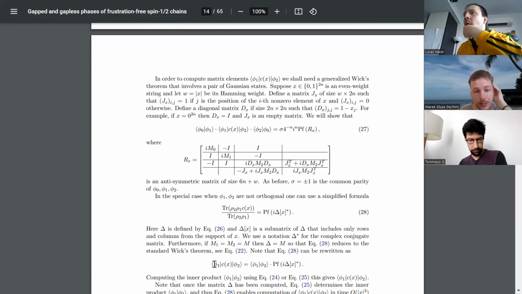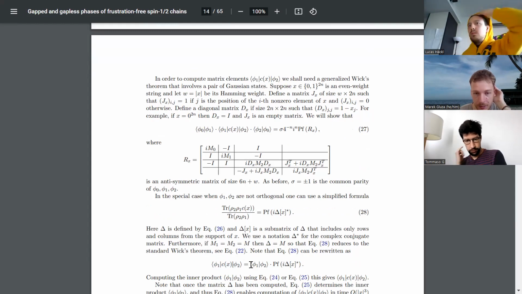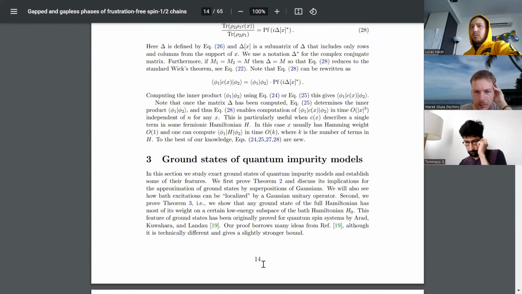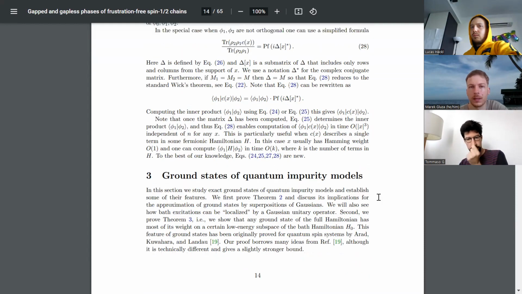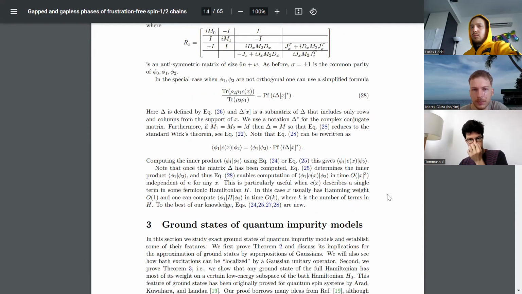So this is what I was writing. Phi1 and Phi2 are two Gaussian states, and you don't know what they are, but you know the covariance matrix. C of x is an observable, and then they say this is equal to the fidelity between those two Gaussian states, okay? And then multiplied by the Pfaffian of delta x, yeah?